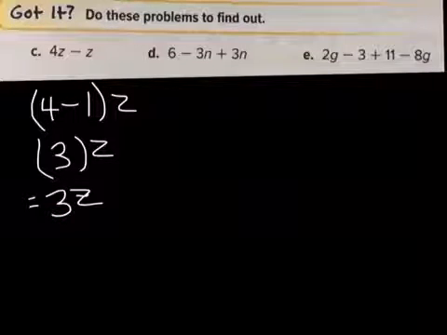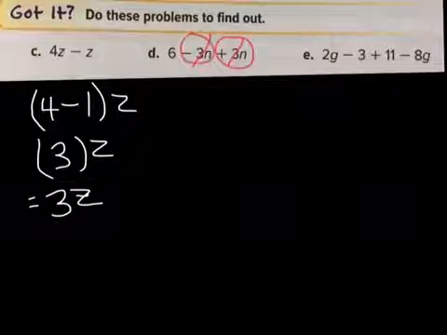I think for the next one you might be able to see that you have two like terms. You have three terms, but two like terms: negative 3n and positive 3n. Well, these 3n's, a nice easy way to get to it, are going to cancel each other out, because the positive takes out the negative. And what are we left with?